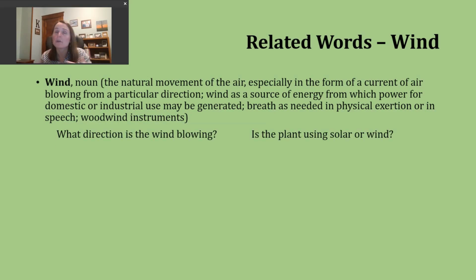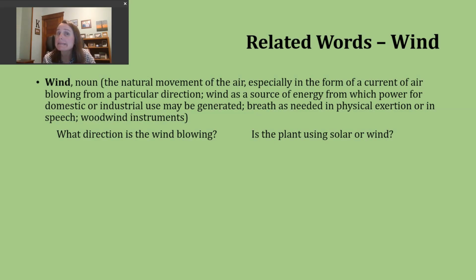And the first way you'll hear this noun used is to refer to the natural movement of air, especially in the form of a current of air blowing from a particular direction. So this is part of our weather and part of many weather reports, right? So an example of this could be, what direction is the wind blowing? Right? So right here, it's out of the southwest, it's out of the northeast, etc.